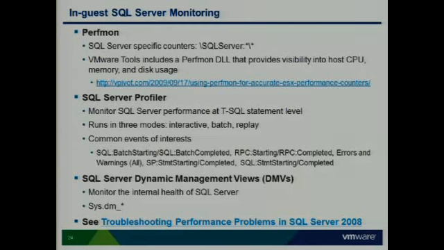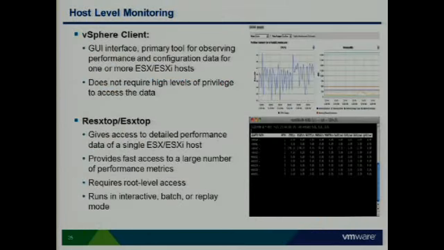So if you're a DBA and you're limited to in-guest monitoring, this is a way for you to identify bottlenecks for your VI admin. You go to your VMware admin and say, hey, I noticed that I have high disk queue lengths in Perfmon. What can I do about that? That's when the vSphere admin is going to go into one of two host-level monitoring tools, the vSphere Client or ESXtop. The vSphere Client, everyone's used it. It's a GUI interface. It allows you to monitor one or more ESX hosts for performance and configuration data. It's a really nice tool because it's visual, and it requires a low level of privilege to use.